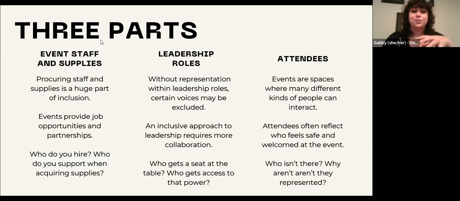So thinking about events as these almost sacred spaces where people can come together may change how you plan your event and who you want to invite. And the attendees often reflect who feels safe and welcomed at the event. So the question is, who isn't there and why aren't they represented? I think if you break down events into these three categories along the way, you can start to build inclusive practices at every step and just constantly question why we make certain decisions and not leave things for afterthoughts.